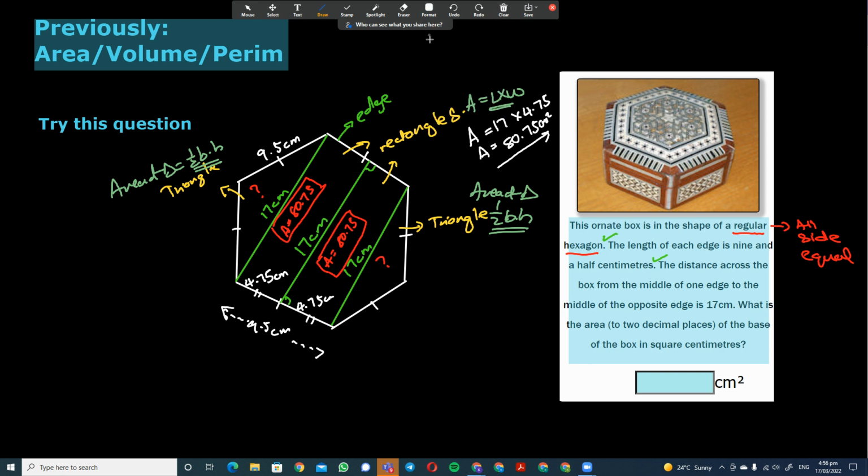I'm going to redraw those two triangles. I'm going to draw one of them over here so we can try and work out the area separately. So remember that was that shape over there. So this is 9.5 and this is 9.5 and this is 17 centimeters. I need to now find the height, the perpendicular height. How am I going to do that? Anyone know how we might do that?